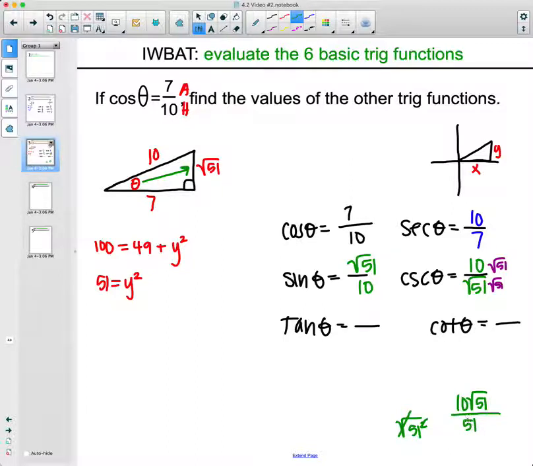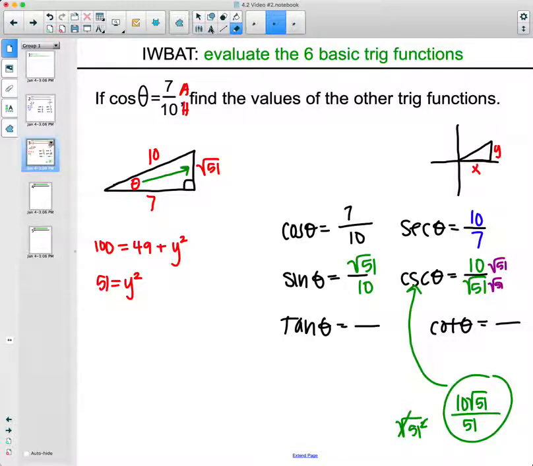And then if these two could simplify, you could, but 10 and 51 don't have any common factors. So then this would be the rationalized answer, if you have to do that. And then tangent is going to be opposite, which is square root 51, over adjacent, which is 7. So over here, we would flip it to 7 over square root 51.